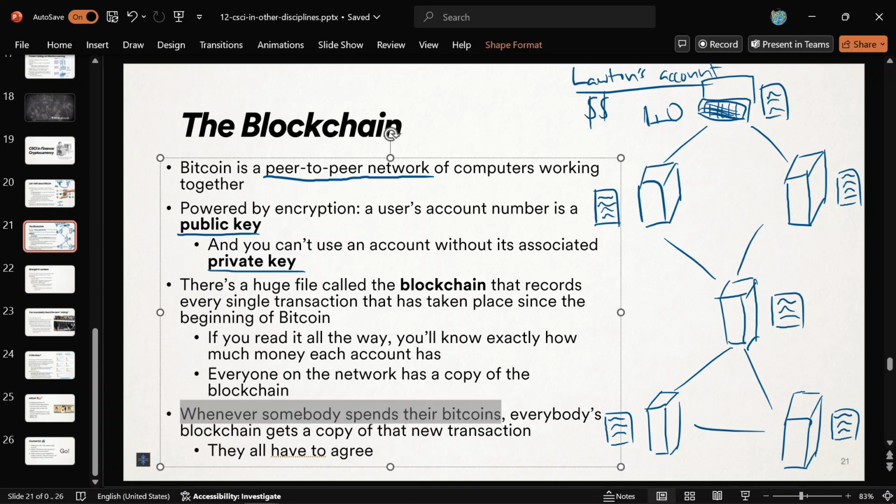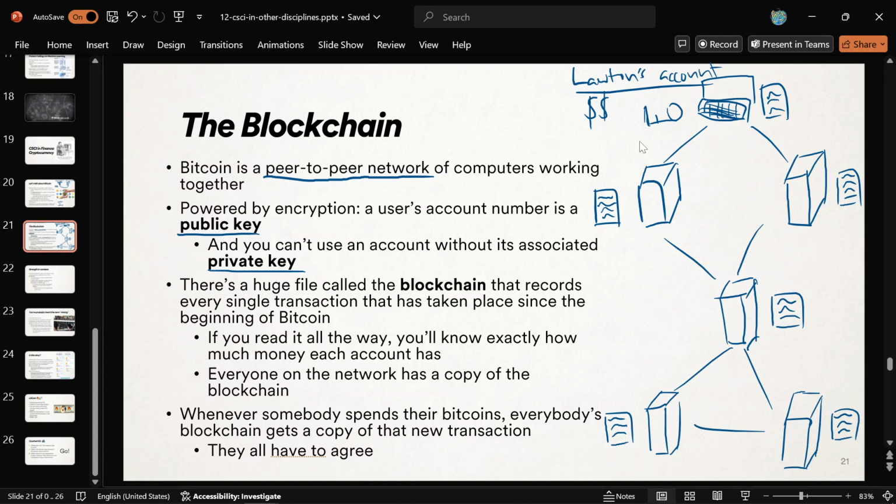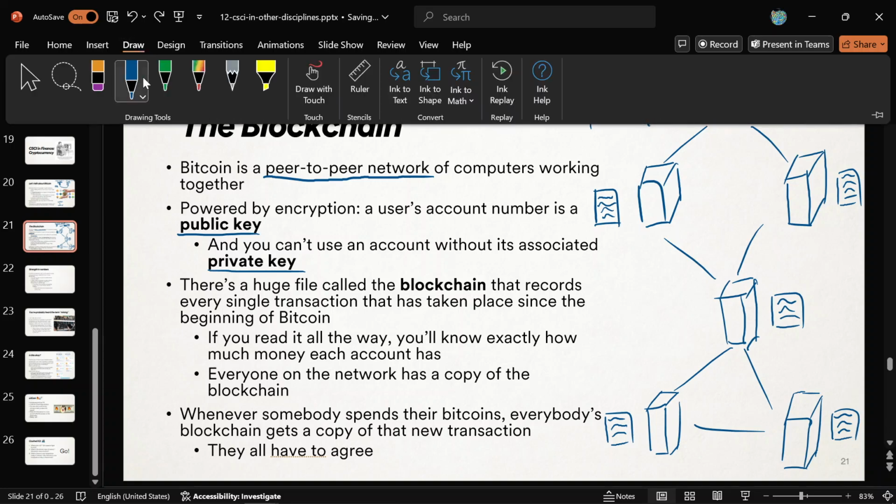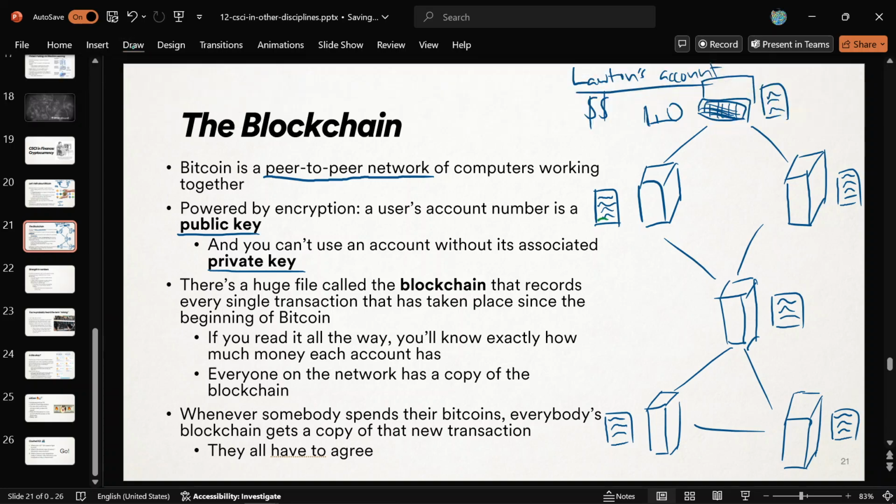If I want to spend my own money, I have to, first of all, pick an account number to send it to, like another person's public key. And then I have to unlock my account with my private key to send it over. Whenever somebody spends their Bitcoins, they're going to use the encryption process. And then they're going to shout out that idea, like, I'm spending my money, to everybody they're connected to. That's going to add a new piece of information to the end of the blockchain. These computers will tell the other computers that they're connected to about that transaction. That's how eventually everybody's going to know, okay, yeah, Lawton has spent his Bitcoin.